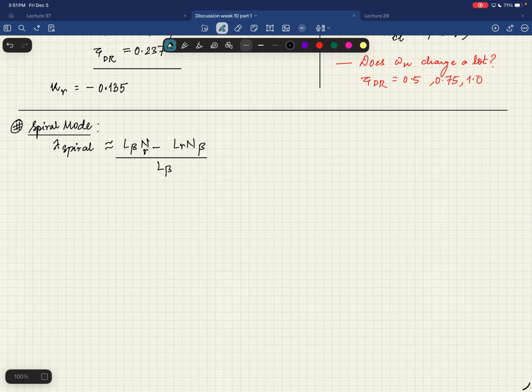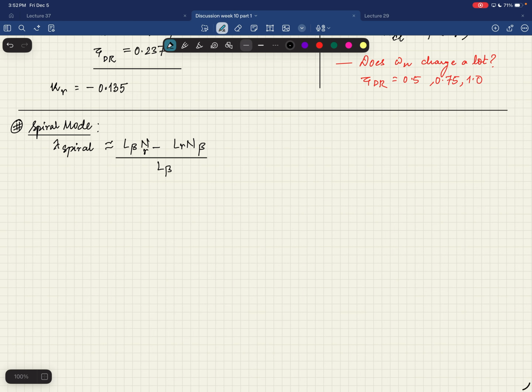Now it's asking whether the aircraft is spirally stable or unstable. You are simply going to pick up the values that I give you for L beta, N R, L R and N beta, and plug them into this. If lambda spiral comes out to be positive, is the system stable in spiral mode? No. If lambda comes out to be 0, it's marginally stable. And if lambda comes out to be less than 0, it's stable. Obviously there is no way you can get an imaginary part here, because all of these values are real.